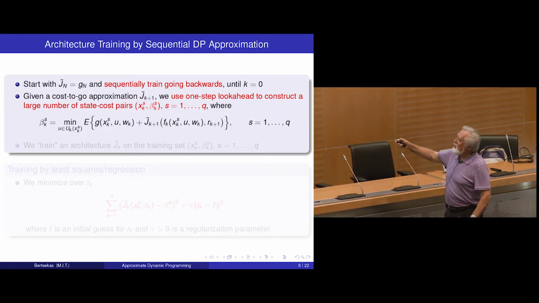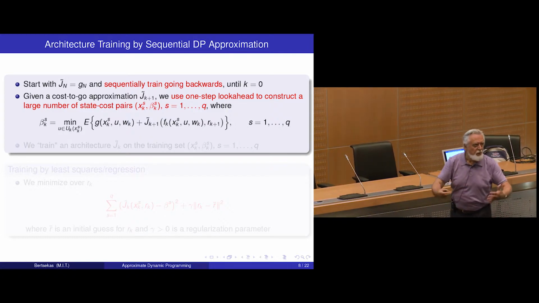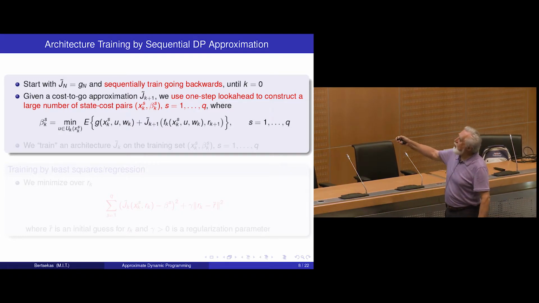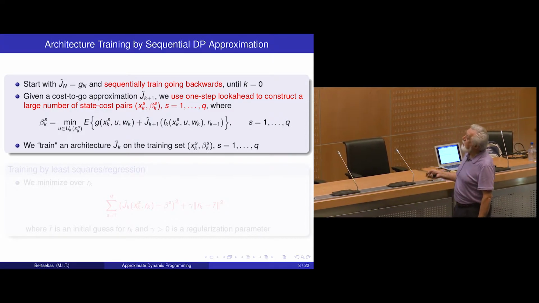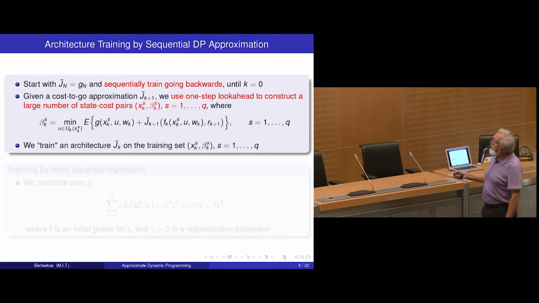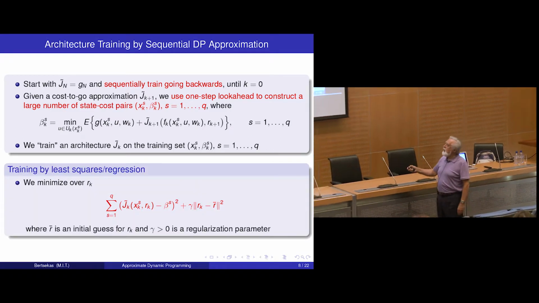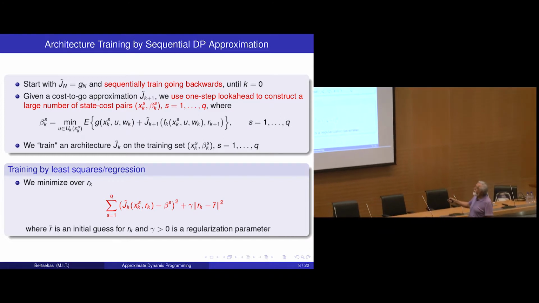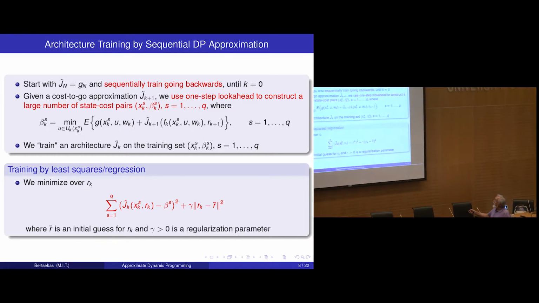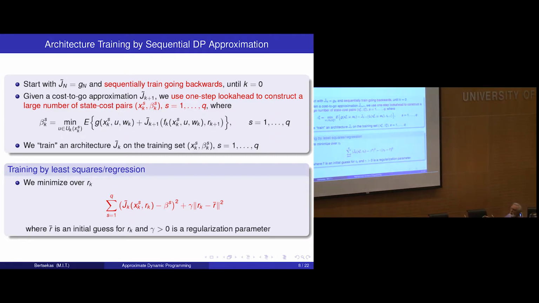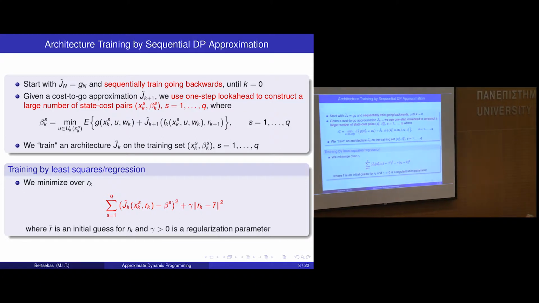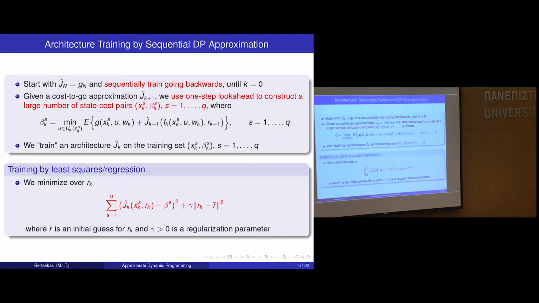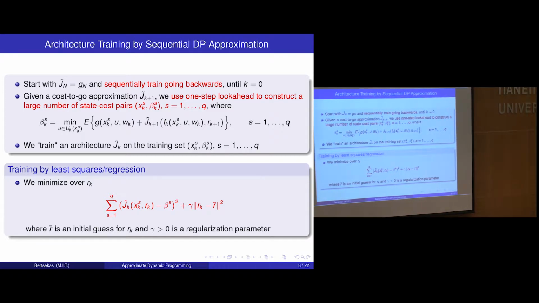So we select a large number of sample states, we compute the corresponding quantities beta, and then we train an architecture for J tilde k using the sample pairs. So this is our training set, and usually the training is done by some form of regression. We match the approximation architecture to the input-output pairs in a least squares sense, okay? So this is an expression that involves q terms. Q can be very large, remember?